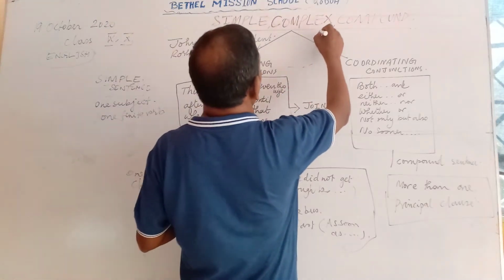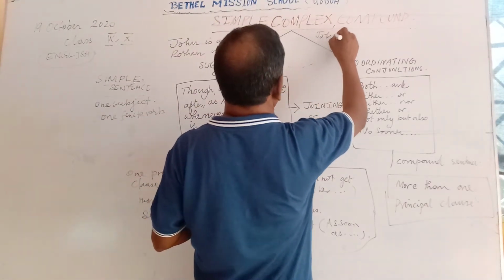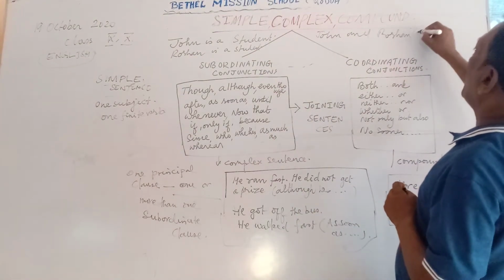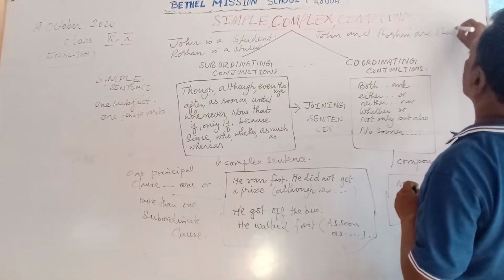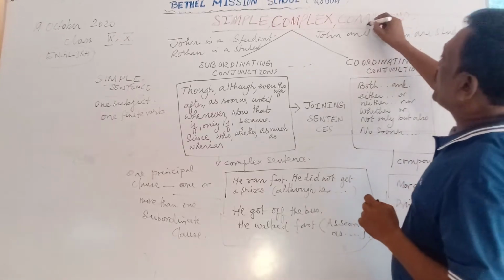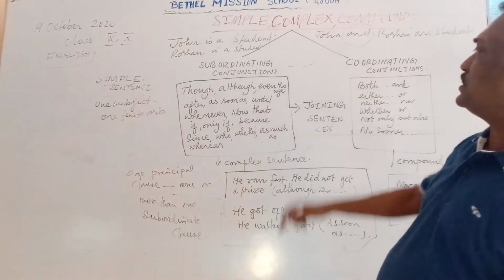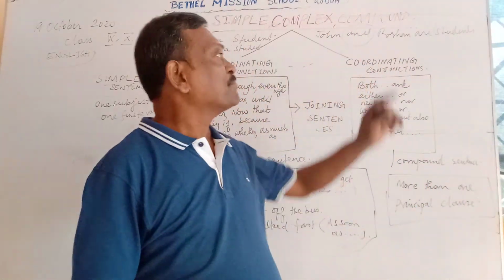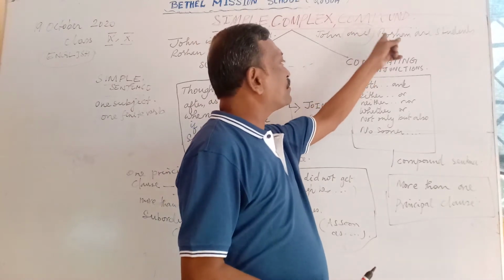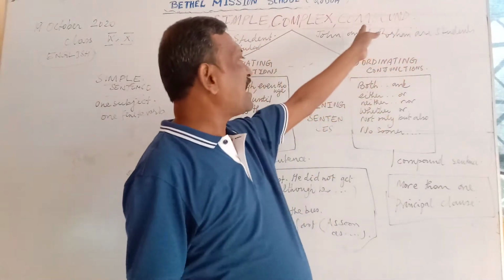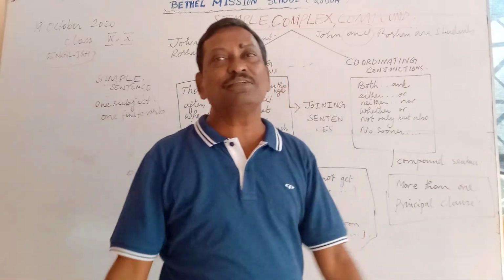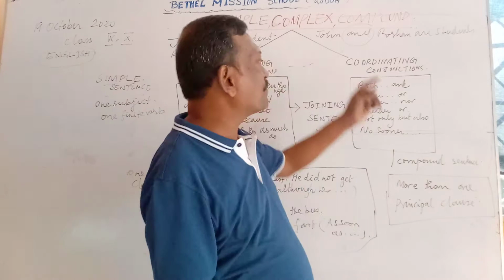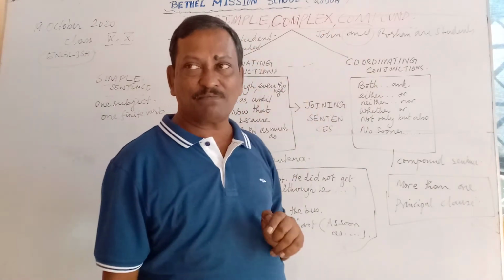For example, John and Roshan are students. So I have used a conjunction between the two subjects. John is a subject, Roshan is a subject. There are two subjects. So John and Roshan are students. What is this and? It is nothing but a joining word. It is a word that helps to join both the subjects, and therefore and is a conjunction.